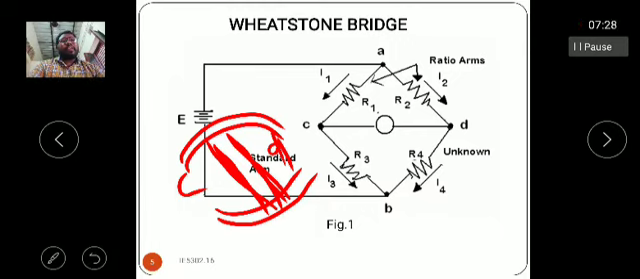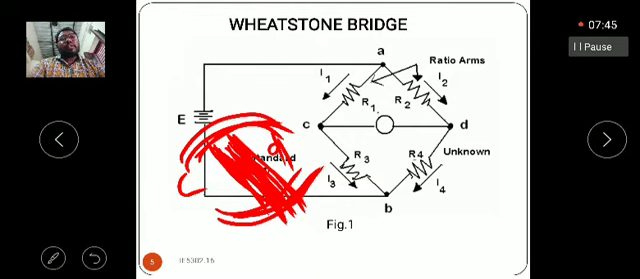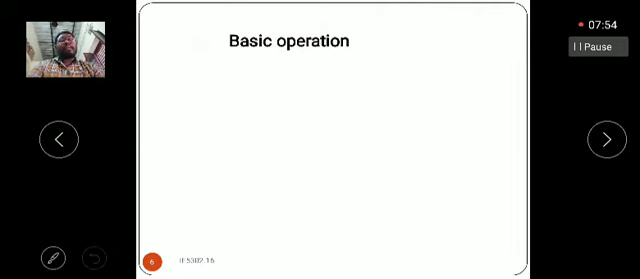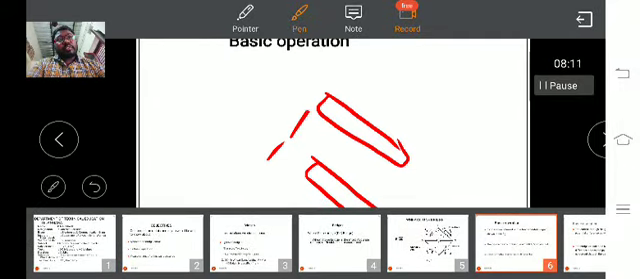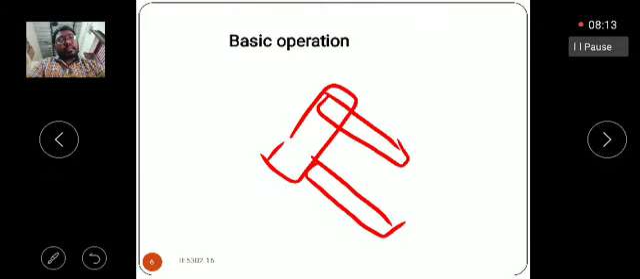In this particular bridge, when it goes to a balance condition, based on that we take one example for this balancing of the bridge. Here I am taking one slide path, and here I am taking another slide path. This is the movement, this is another movement.